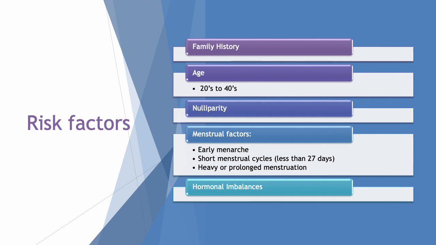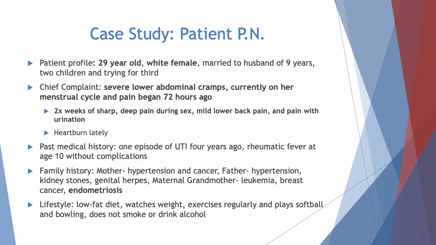So risk factors for endometriosis include having a family history: a female relative like a mother, sister, or daughter with endometriosis increases the risk. Age: women between their 20s and 40s, but most occur between 25 and 29 years of age, and it's more common in Caucasian women. Nulliparity, women who have not given birth, are at higher risk. Also early menarche, short menstrual cycles of less than 27 days, or heavy and prolonged menstruation. And hormonal influences: high levels of estrogen or estrogen-like chemicals can contribute to a higher incidence of endometriosis.